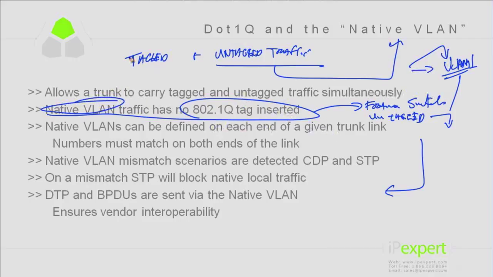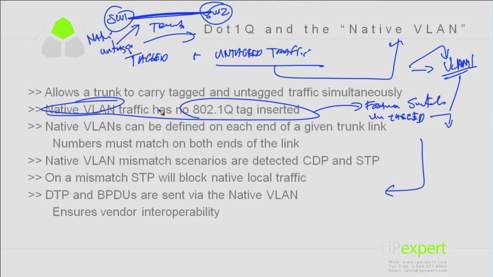Now, when we can set this up, if I have SW1 connected to SW2, and I'm running a link between them, that is a trunk, and I choose to allow the native VLAN to be untagged, so long as the two devices agree on the identity of the native VLAN, we have absolutely no problems. However, if this side thinks VLAN 1 is the native VLAN and this side thinks VLAN 10 is the native VLAN, then what we do is we encounter a scenario where our native VLAN mismatch exists.